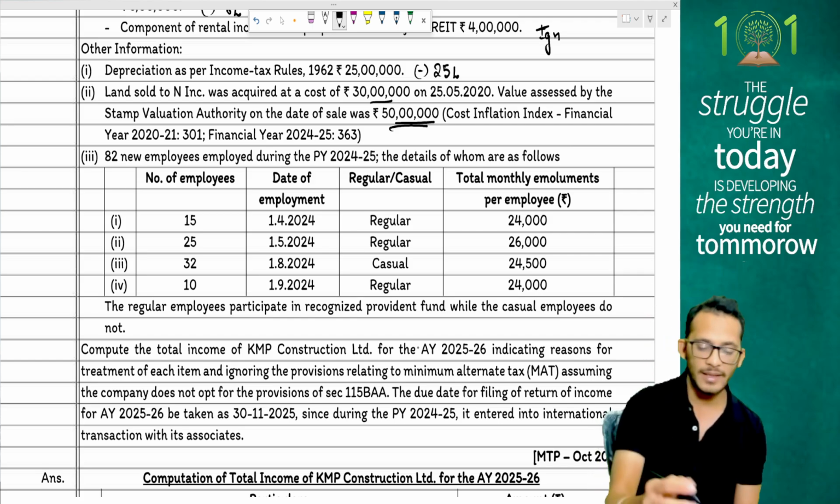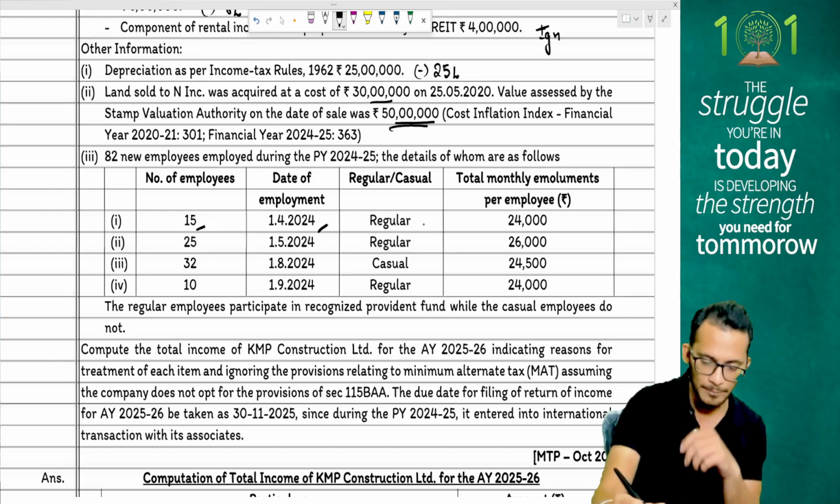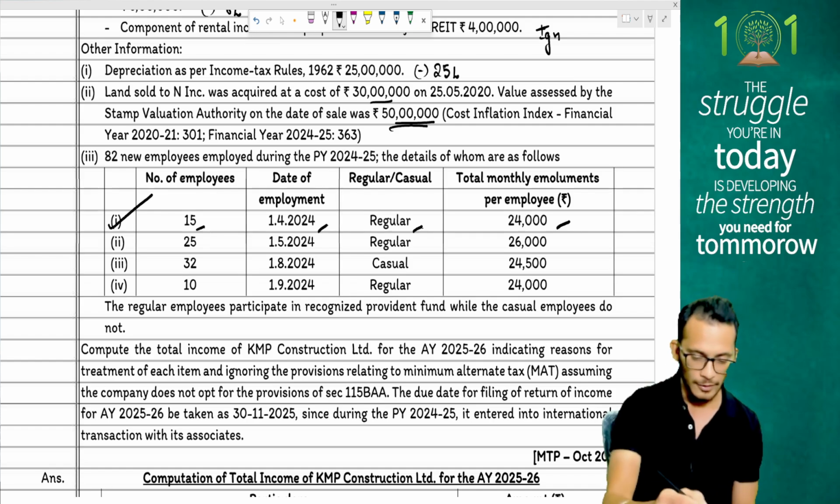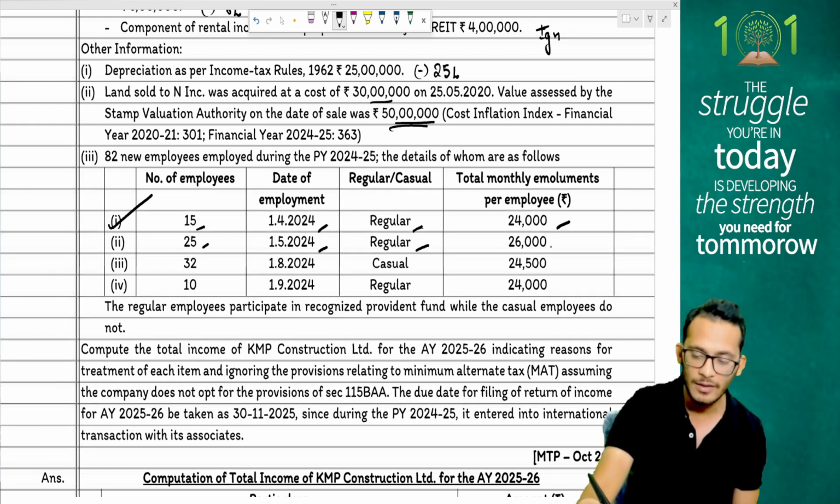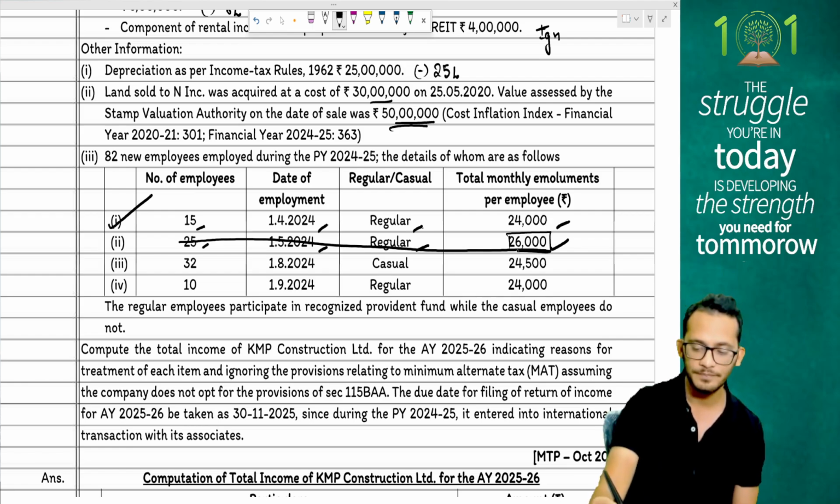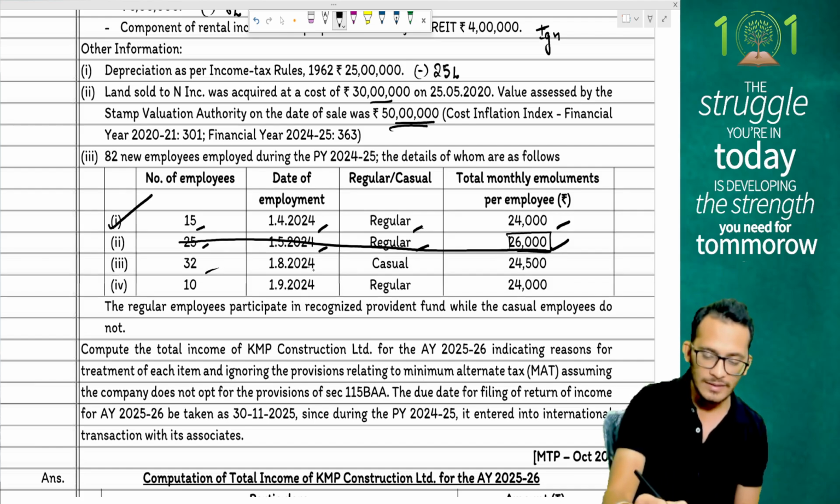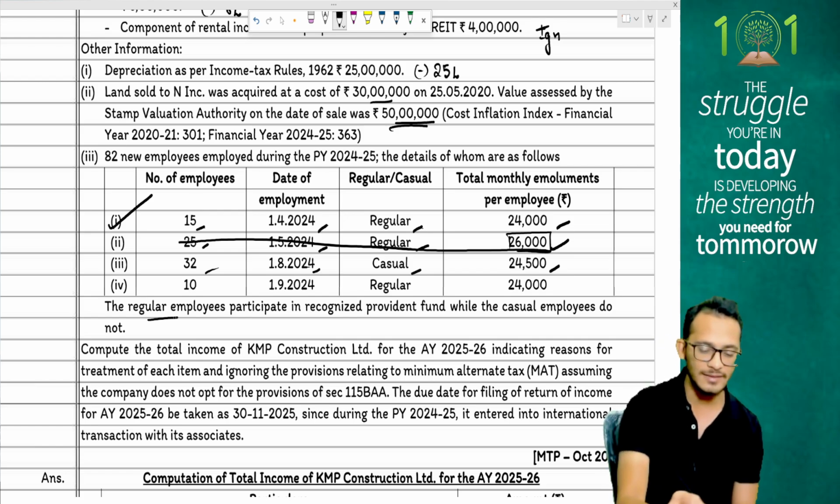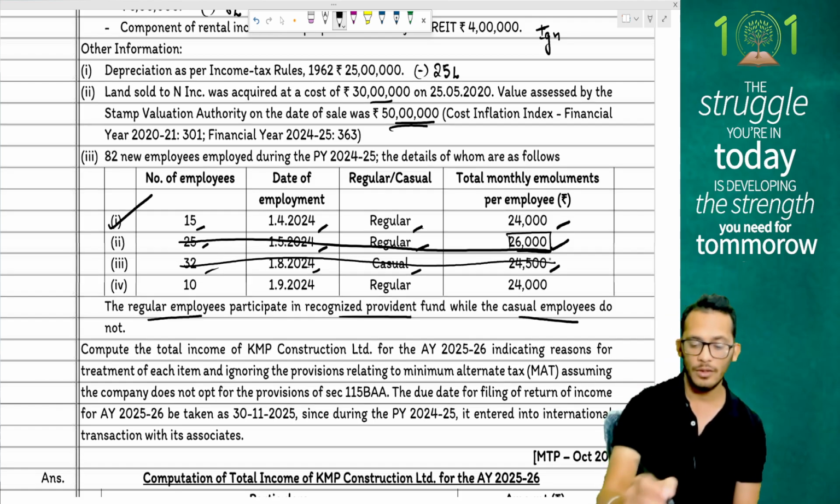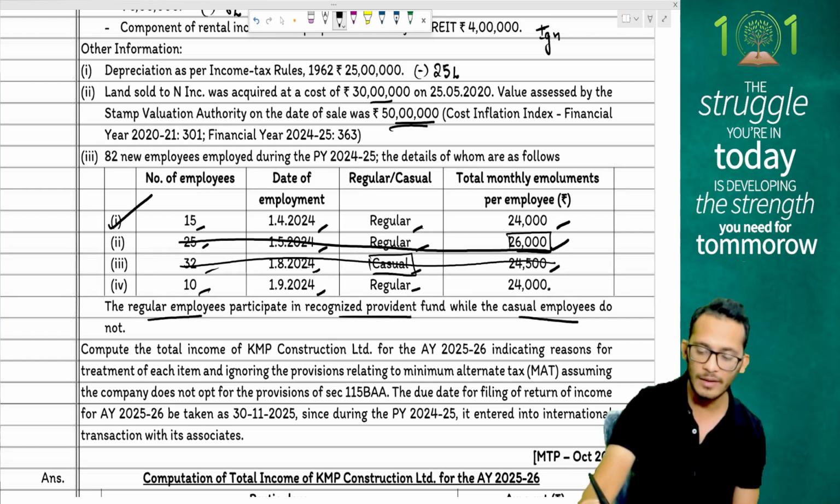Next, what are the employees? 15 employees, April, regular, 24,000. Eligible, not eligible? 25 employees, 15, regular, 26,000. Not eligible because of the salary limit. 32 September, August, casual, 24,500. The question says regular employees are participating in RPF; casual is not eligible because no PF. Last one is 10th September, regular, 24,000.